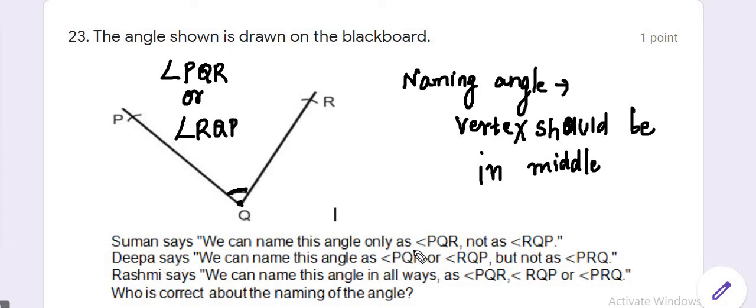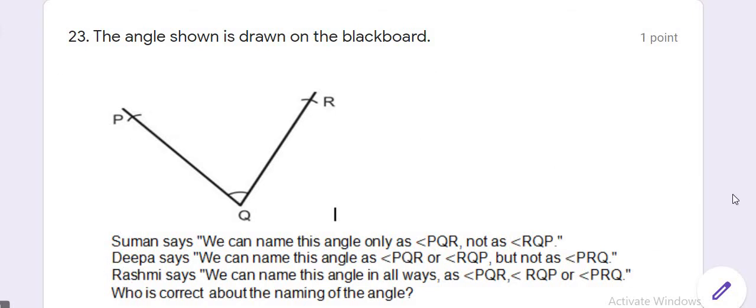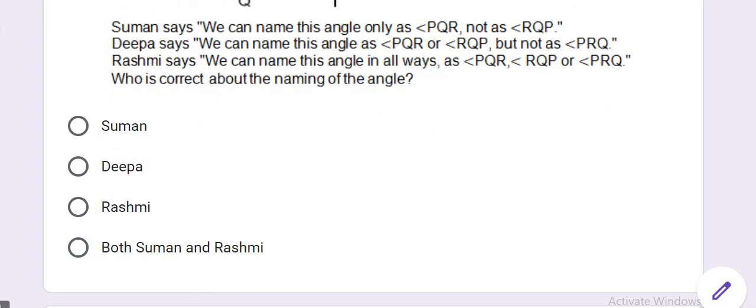So Suman says we can call it as angle PQR, but not as RQP. It is wrong. Deepa says we can name this angle as PQR or RQP, but not as PRQ. This is correct because PRQ is something different. If PRQ is mentioned, it becomes this angle, but our angle in consideration is this. Rashmi says we can call it as PQR, RQP or PRQ. Wrong, because PRQ is a different angle. So the only correct statement is given by Deepa. Out of 4 options, we have to click the option in which Deepa is correct. So the second option is correct.